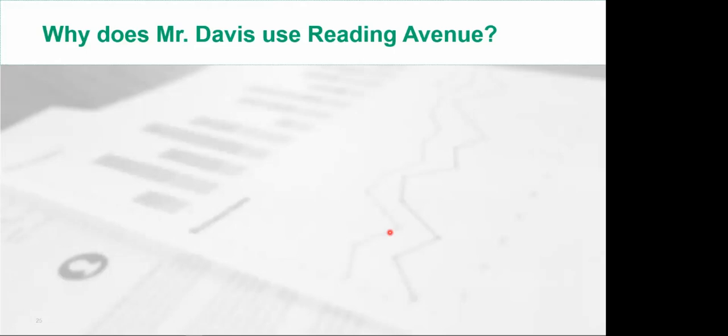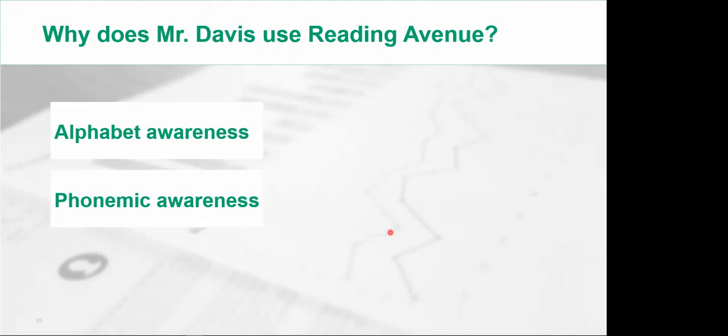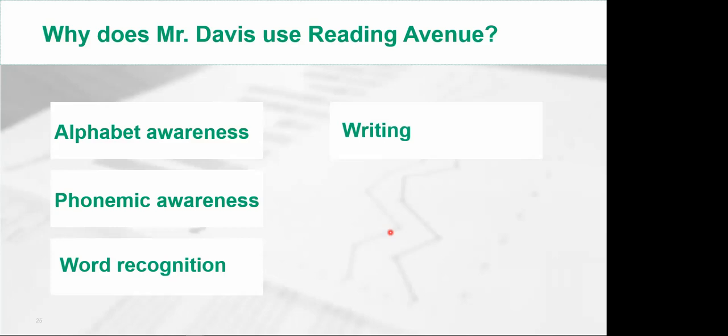Mr. Davis loves Reading Avenue because it's working on alphabet awareness. It's giving lots of opportunities for phonemic awareness, things that he knows his learners need and that he's not having to create and structure himself. It's also supporting vocabulary development, lots of opportunities to recognize new words and to build that vocabulary. It has a ton of writing activities, adapted writing activities. We know how important it is to give meaningful opportunities to write, because that's going to help our learners develop both literacy and communication skills. But writing is hard, especially for our learners with different access needs. And this program provides lots of differentiated materials for that.